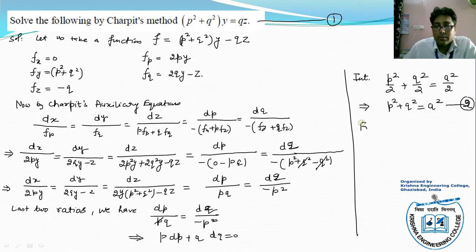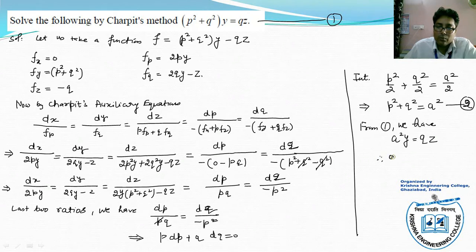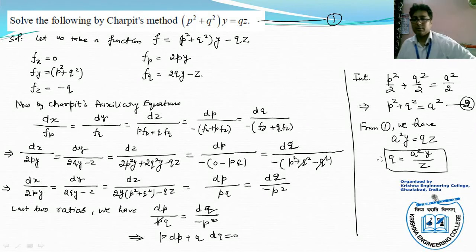From equation first, because p squared plus q squared is equal to a squared, this becomes a squared y is equal to qz. So from this equation we get q is equal to a squared y upon z. Here the value of q is a squared y upon z.